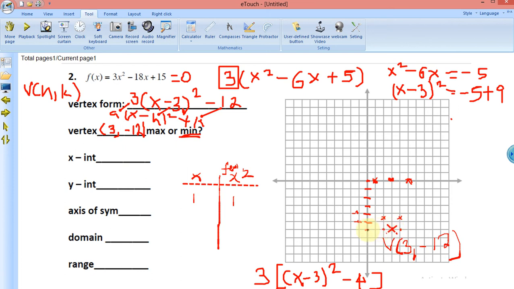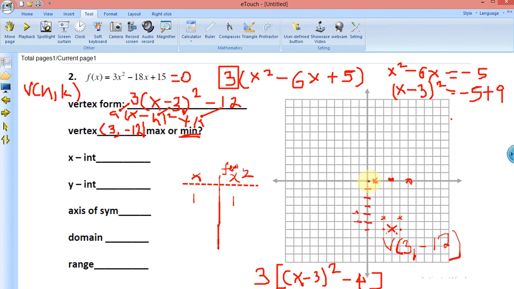So when x equals 0, I'm going to have minus 3 squared. That is 9. So 9 times 3 is 27. 27 minus 12, that is 15. So when x equals 0, y is 15. So 15. Let's count now.